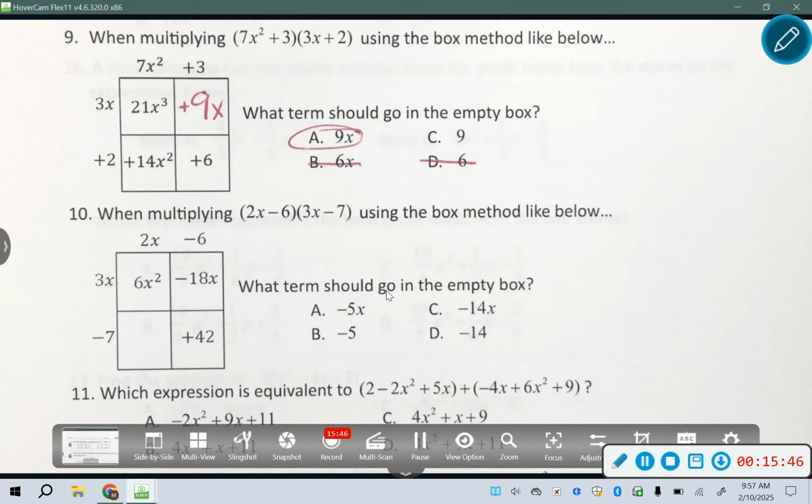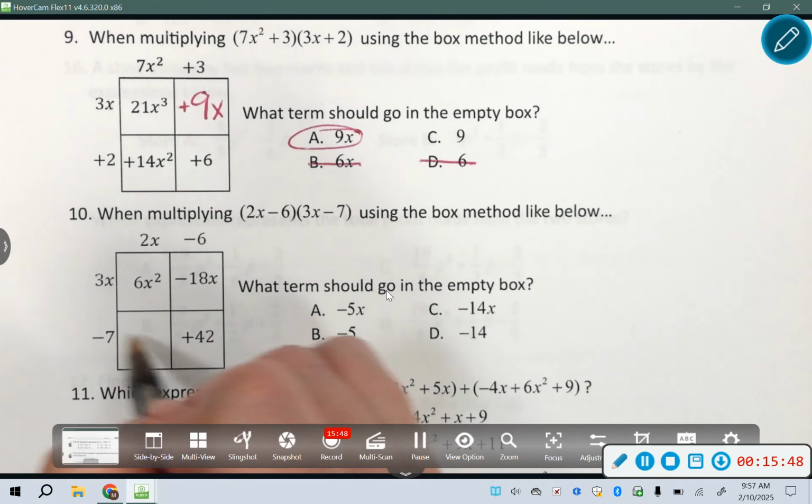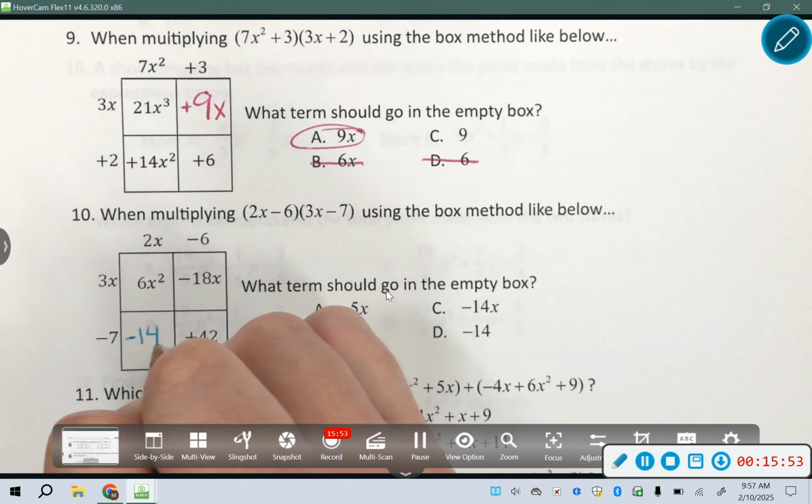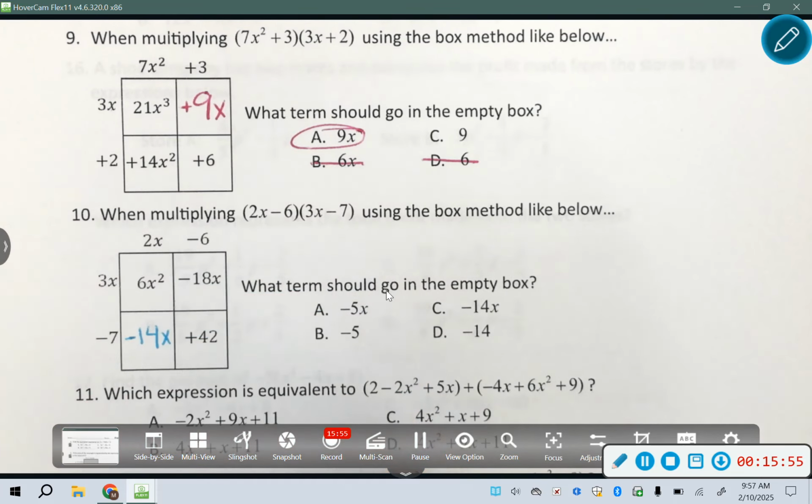So same concept with number 10. We're multiplying just what goes in this box. So 2x times negative 7. Well, 2 times negative 7 is negative 14. X, this doesn't, so it's just negative 14x.